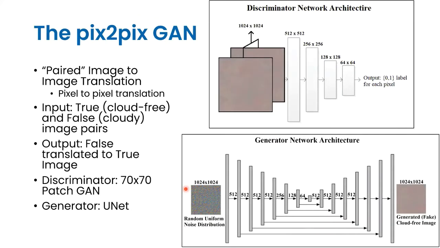So more about the Pix2pix GAN. As the name suggests, it is a pixel-to-pixel translation model, and it is a paired image translation model. It means that as an input, it takes a pair of images, which is true and false. In our case, the true image is the cloud-free image, and false image is the cloudy image. The job of the model is to translate the false image to true image at pixel level. So it translates cloudy image to cloud-free image at pixel level. These are the architectures of generator and discriminator used in the Pix2pix GAN.